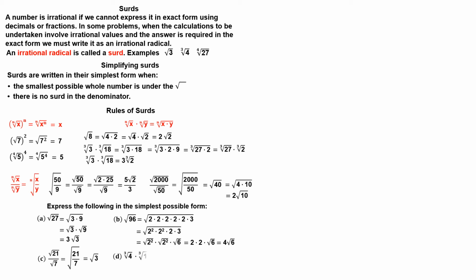The cube root of 4 times the cube root of 16 is the cube root of 4 times 16. 16 is 4 times 4. The cube root of 4 times 16 is the cube root of 4 cubed. Therefore, the cube root of 4 times the cube root of 16 is equal to 4.